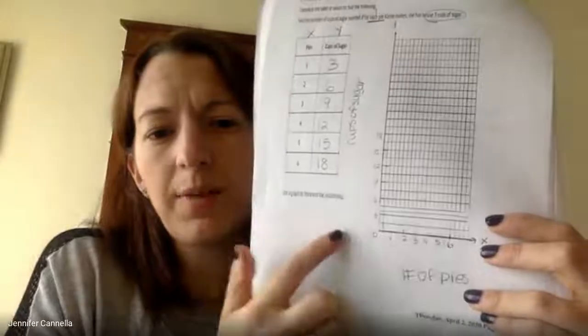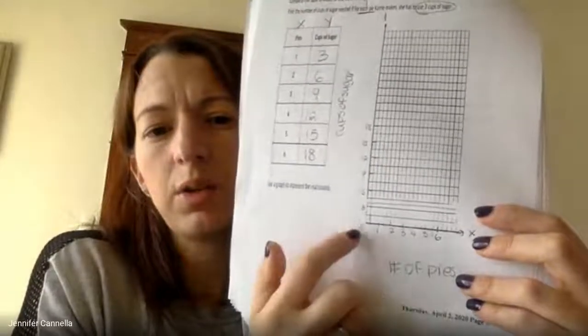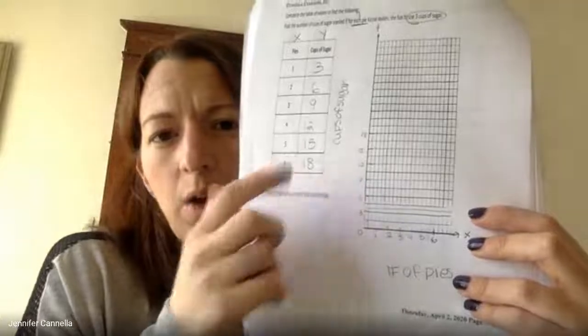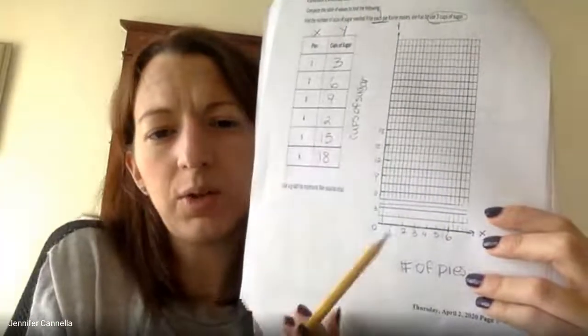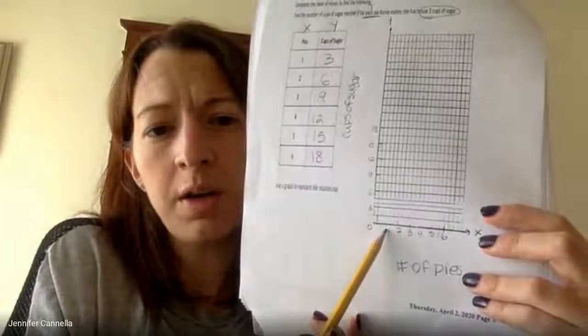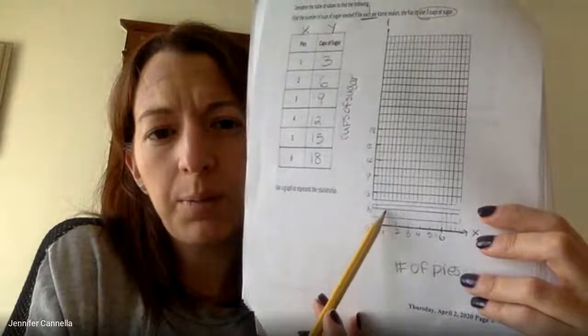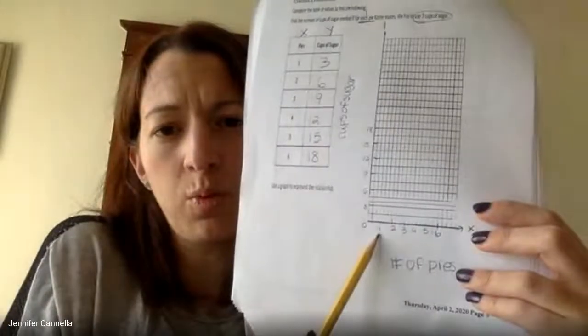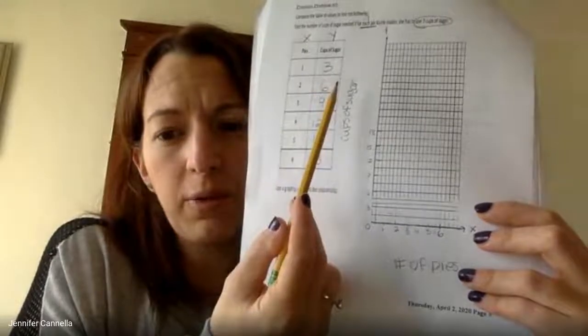So again, we have to be consistent on the X. So if I skip 3 boxes, I got to skip 3 on the Y. So now we're going to graph 1, 3. So I'm going to go on the X. I'm going to crawl to 1. I'm going to walk up to 3, and I'm going to put a closed circle to show X, Y. I walk over to 1, and I walk up for 3 for Y.